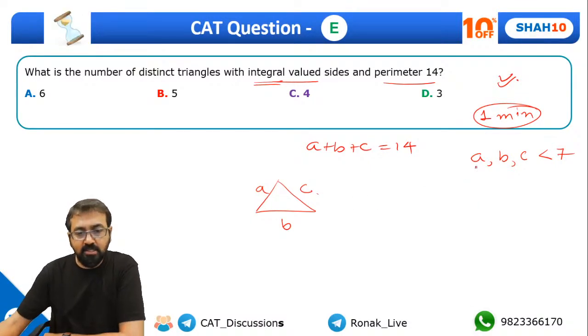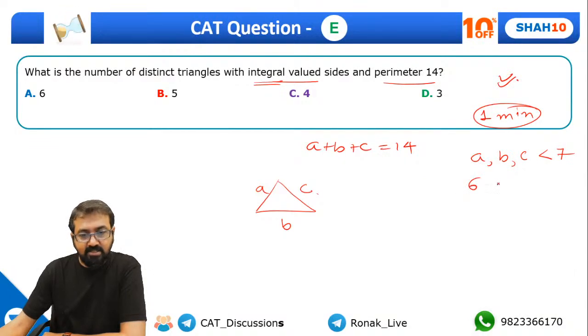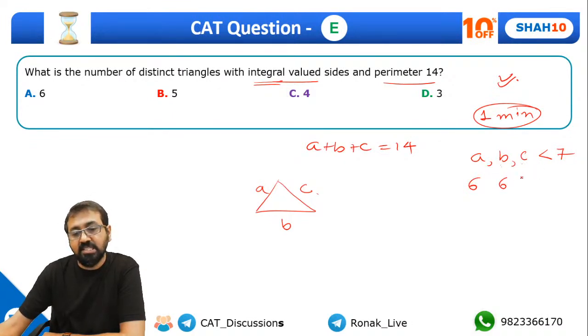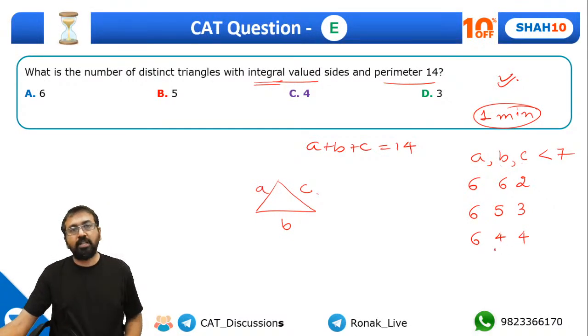Let's check what you have missed. Let me take A as 6. Of course, guys, here order doesn't matter. Whether you are taking A as 6, B as 6 or C as 6, it doesn't matter. One of the sides is 6. In that case, the sum of the other two sides should be 14 minus 6, so B plus C should be 8. How can I have that as 8? I can't take B as 7, of course. So I can take B as 6 and C as 2, B as 5 and C as 3, B as 4 and C also as 4. Do you all agree with this?